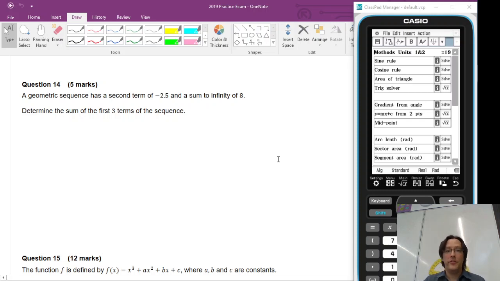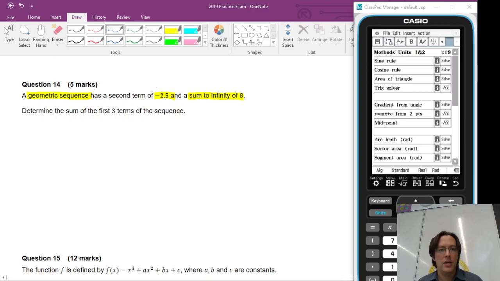Okay, so we're just going to finish off the 2019 practice exam. We got up to question 13 last time, so let's start with question 14 here. We've got a geometric sequence with a second term of negative 2.5 and a sum to infinity of 8. We want to determine the sum of the first three terms of the sequence.